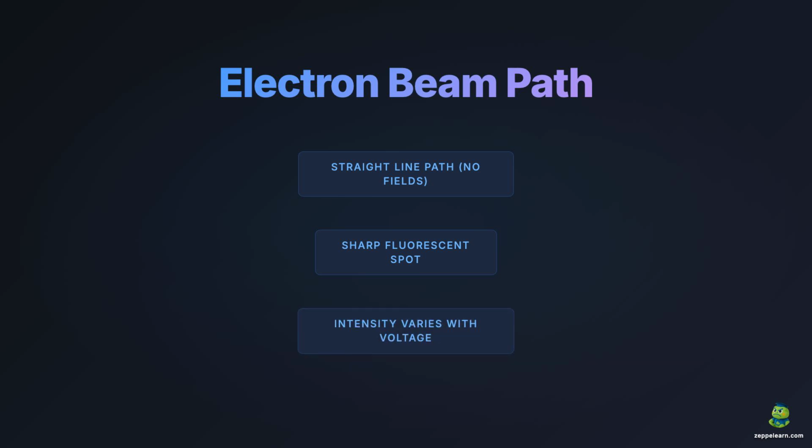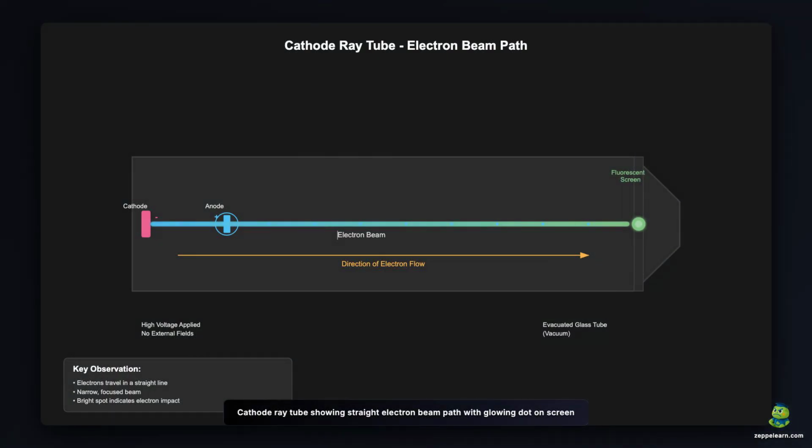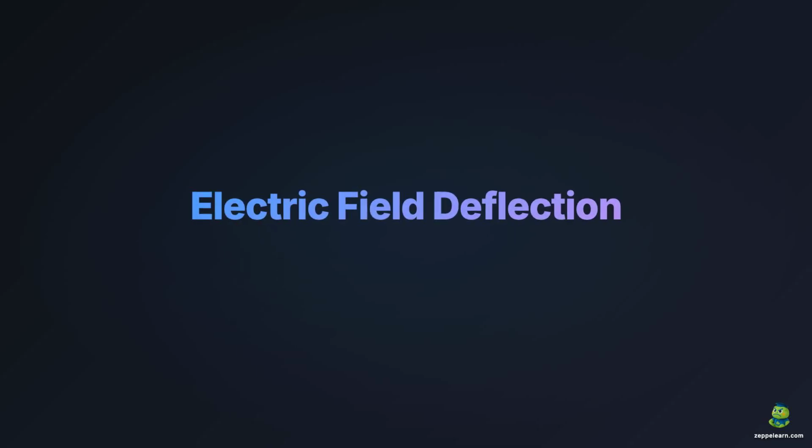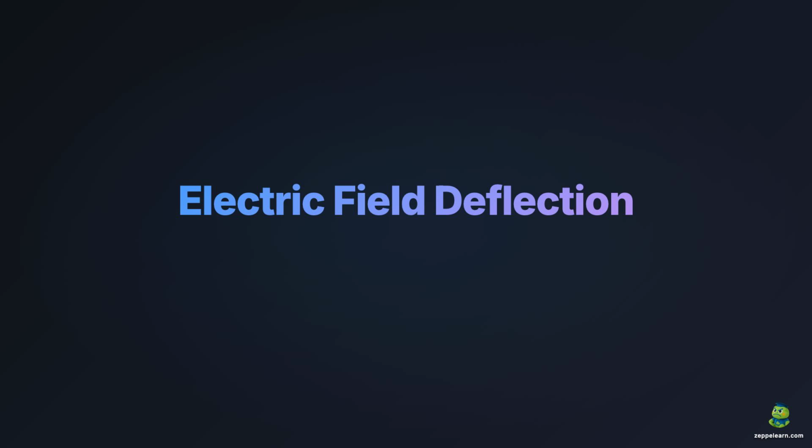The intensity of the glow depends on the voltage applied. Higher voltage creates brighter, faster-moving rays. Here we see the electron beam traveling in a perfectly straight line through the evacuated tube, creating a bright green dot where it hits the phosphorescent screen. Thomson's brilliant insight was to apply external electric and magnetic fields to study the nature of these cathode rays.